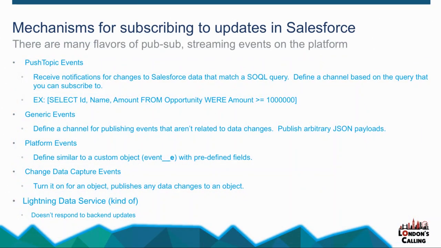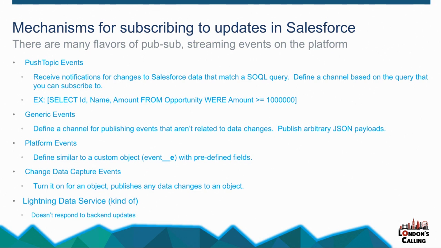So, you know, a little bit about these different types, right? Push topics, generic, platform, change data capture, and then Lightning Data Service kind of. You know, there's different nuances to all of these. There's some similarities, some differences. The push topic, you know, this example is going to show us when any opportunity changes to $1 million or greater, or you're inserting an opportunity that's $1 million or greater. So you're kind of conditionally subscribing to some opportunity data.